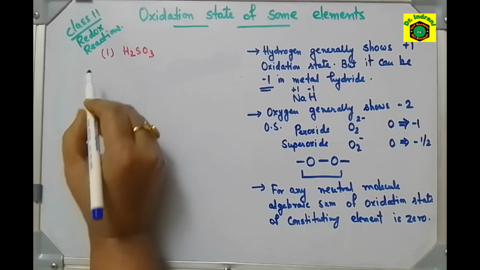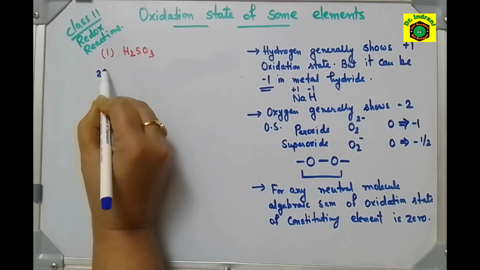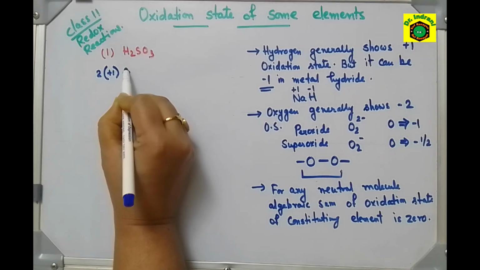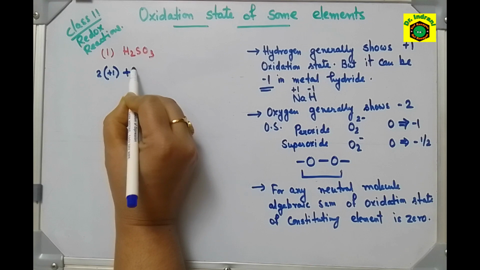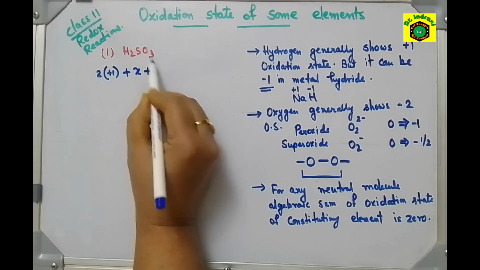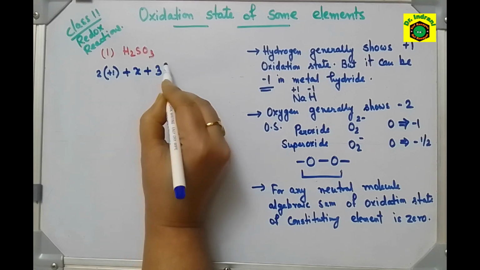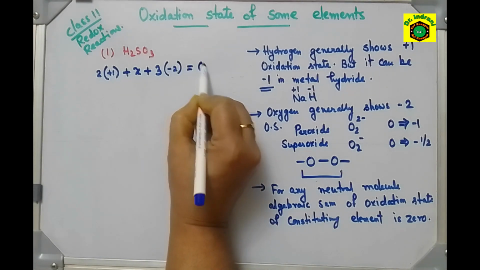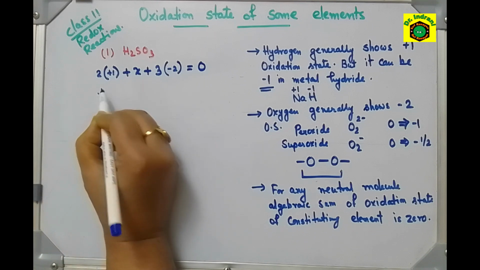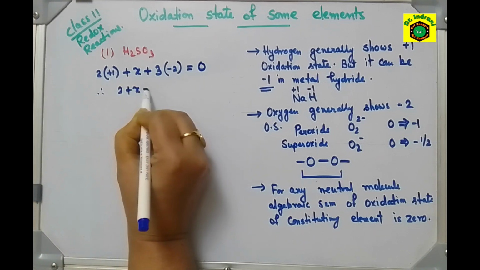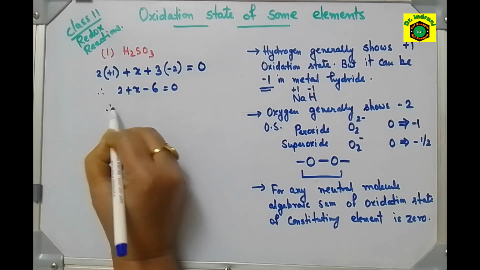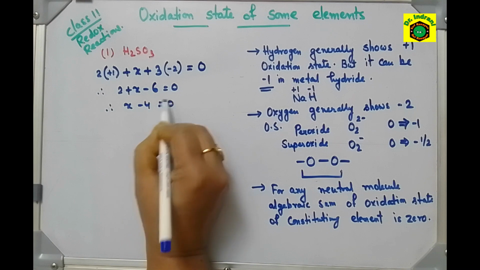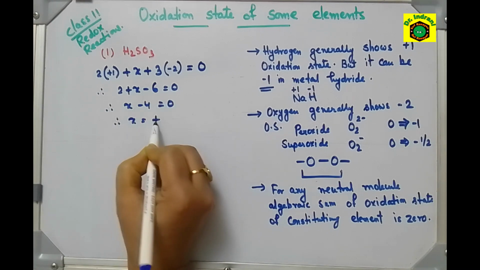So each hydrogen is having oxidation state +1. 2 hydrogens are there, so we can write 2 into +1 plus, let the oxidation state of sulfur be x here. 3 oxygen atoms are there, each oxygen having oxidation state -2. So this sum will be 0. Therefore 2 plus x minus 6 is equal to 0, so x minus 4 is equal to 0. Therefore x is equal to +4.